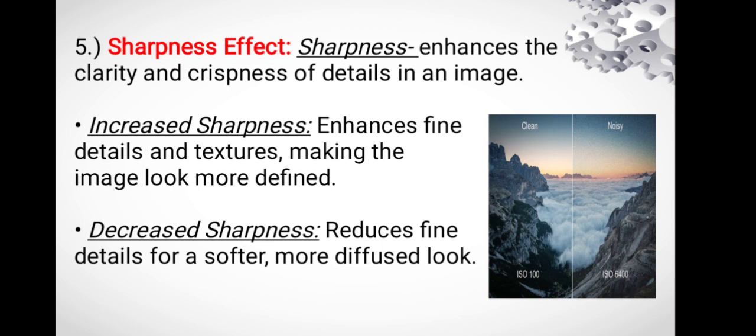Next is sharpness. Sharpness is a critical factor in photography that directly affects the clarity and crispness of the details in an image. Here's a more detailed explanation of its effects.